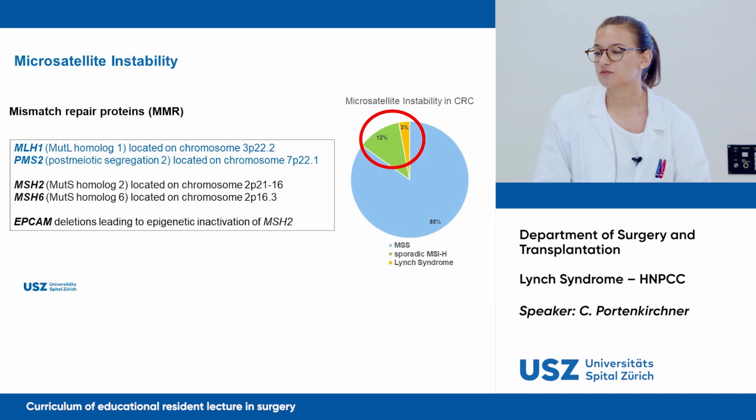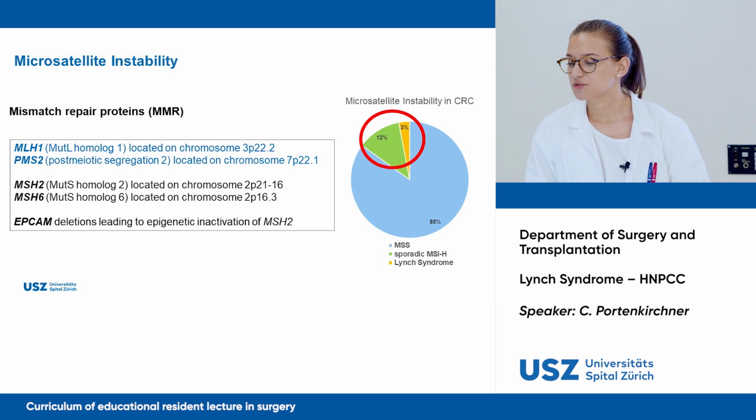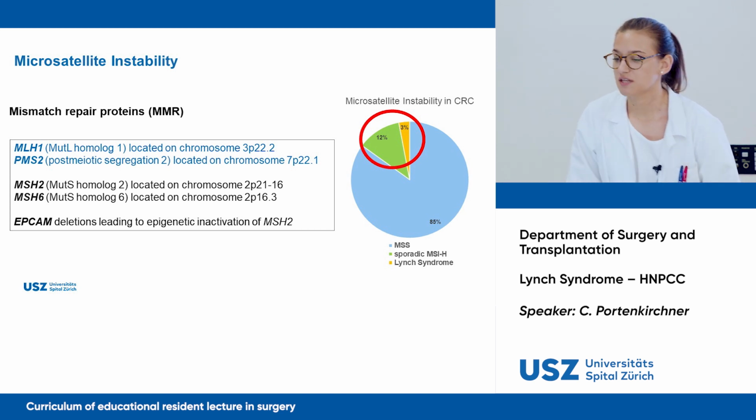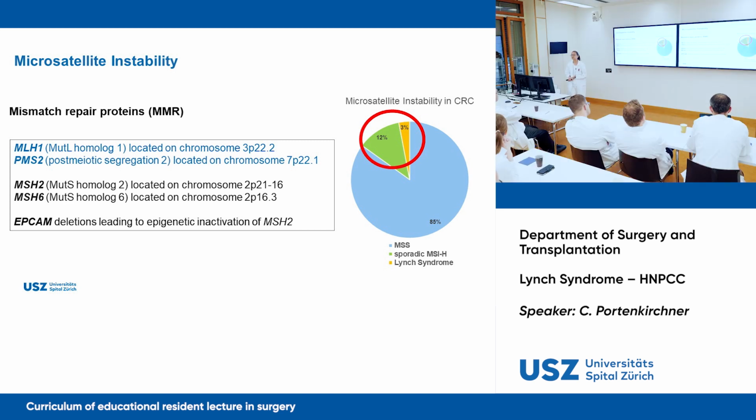So here in mismatch repair proteins, these genes are responsible for deficiency in here. This is the MLH1 gene, as you already had, PMS2, MSH2, MSH6, and the EpCAM deletion, which leads to an epigenetic inactivation of MSH2. You can see they are on different chromosomes on the P arm. I'm sure you all know this is the short arm.